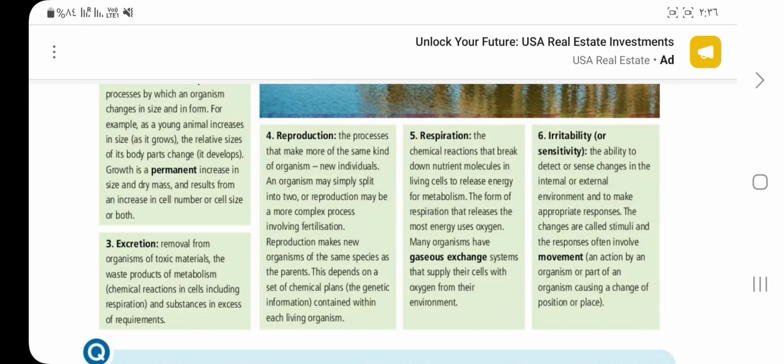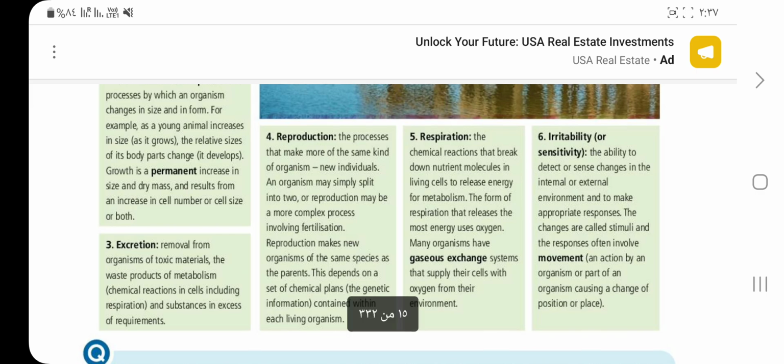Again, respiration is a chemical reaction that breaks down nutrient molecules in living organisms to release energy. For what? For metabolism. The form of respiration that releases the most energy uses oxygen. Many organisms have gaseous exchange. What's gaseous exchange? It's a system that supplies their cells with oxygen from their environment. Okay.